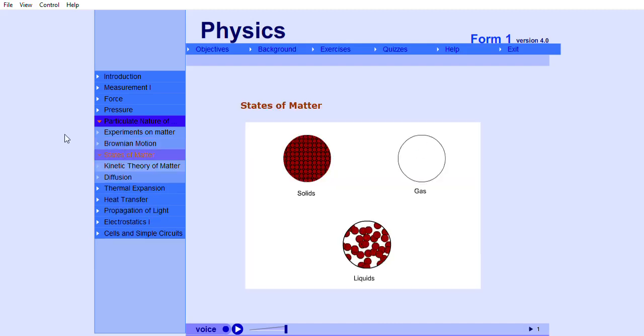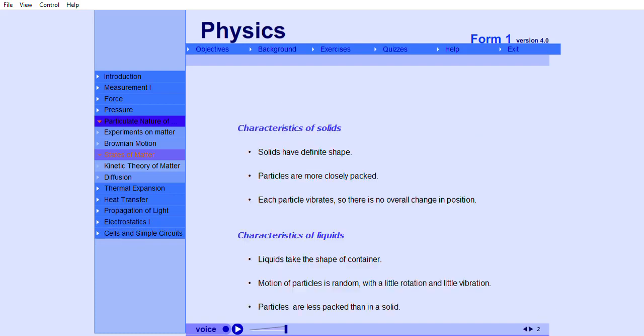States of matter. Compare the spacing and observe the movement of particles in the three states of matter. Characteristics of solids. Solids have definite shape. Particles are more closely packed. Each particle vibrates, so there is no overall change in position.